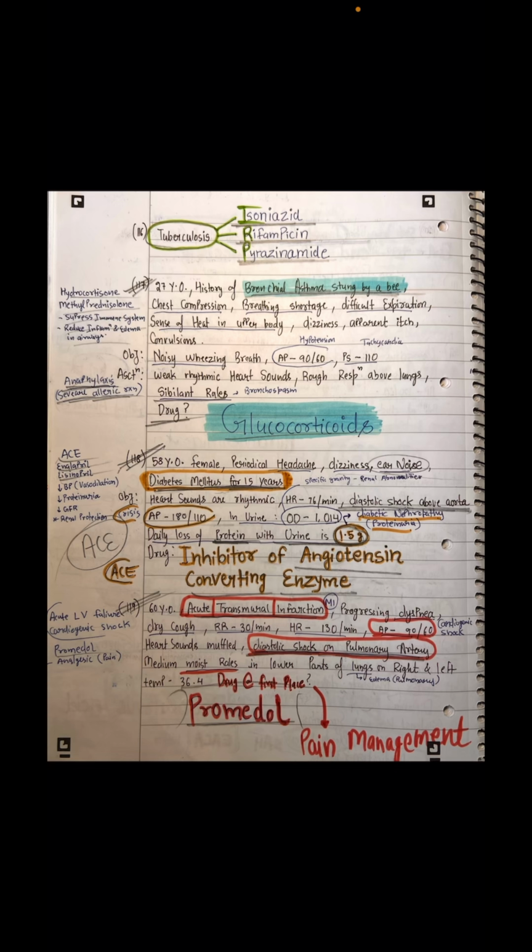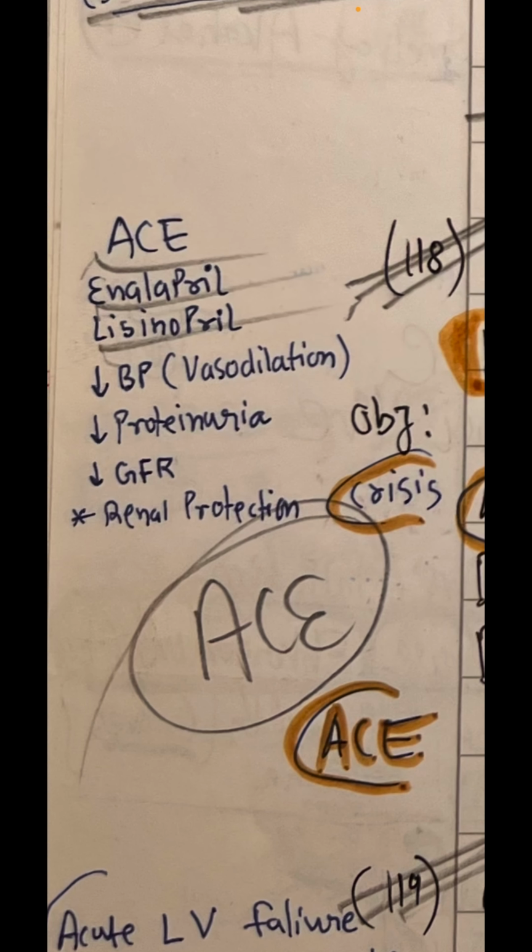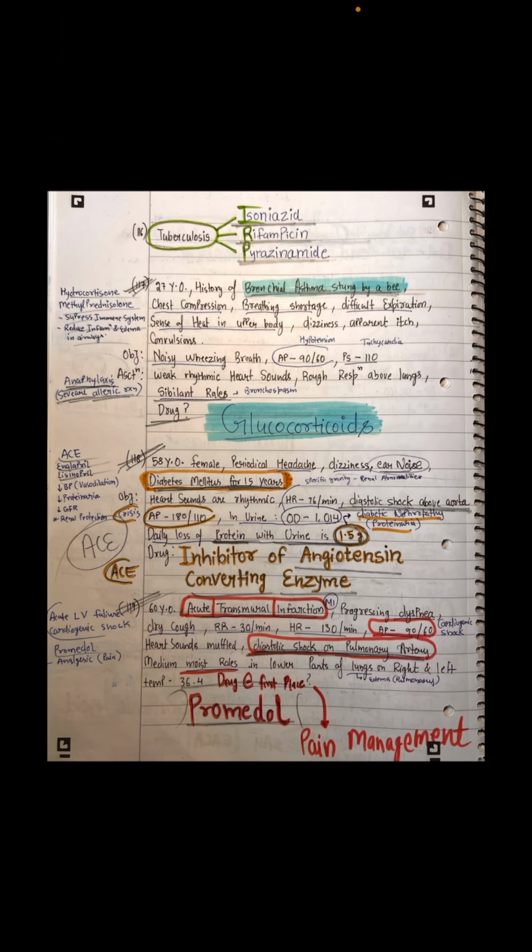You can read the profile once again, but we need to prescribe what to the patient? We'll prescribe the ACE inhibitor to the patient. Sir, what are the ACE inhibitors doing? ACE inhibitors, for example enalapril or lisinopril, will reduce the BP of the patient. How will they do it? They will cause vasodilation, reducing the BP of the patient. It will decrease the proteinuria of the patient. It will reduce the glomerular filtration rate for a while, and it's the best for renal protection.